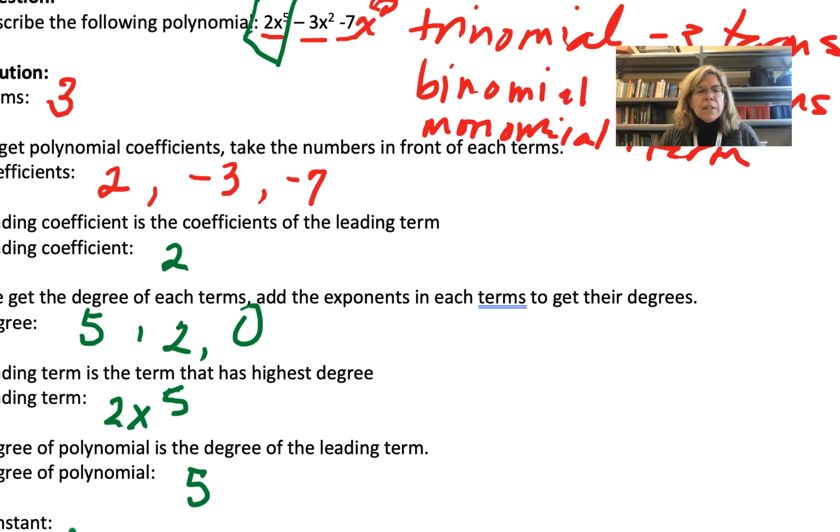Now down here it asks us for the constant. And the constant is this thing at the end, this minus 7, which would be x to the 0 implied, but the constant is minus 7.